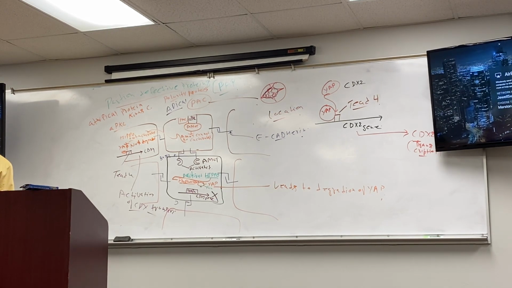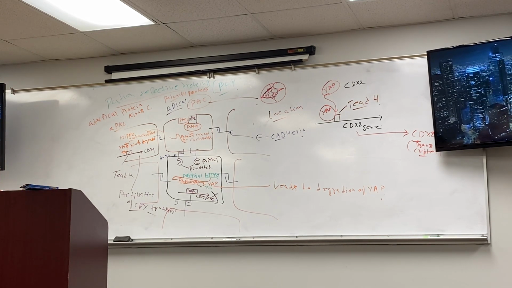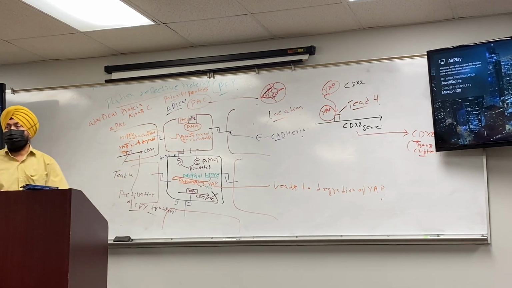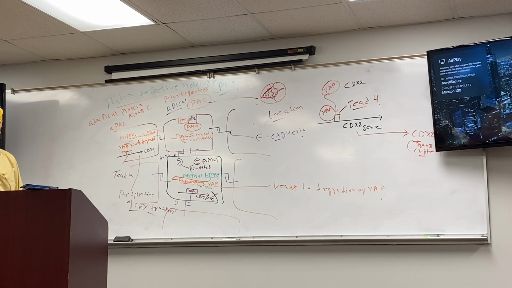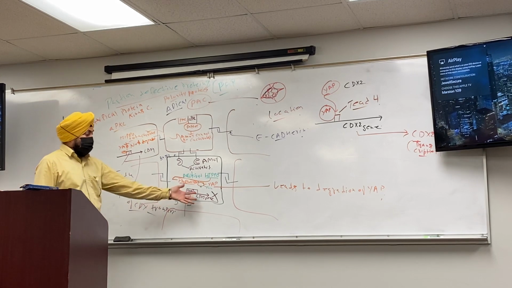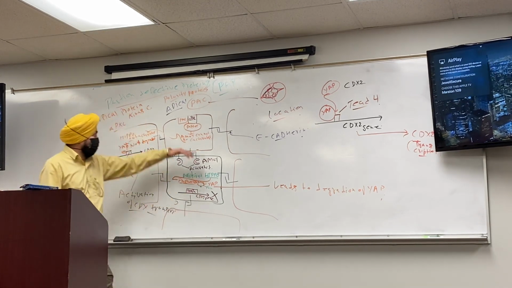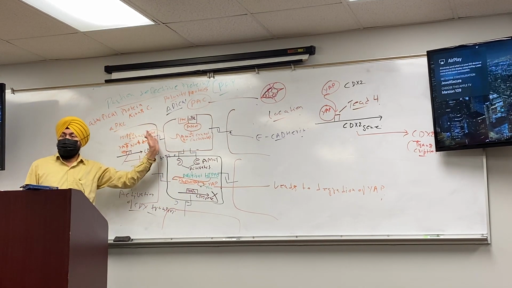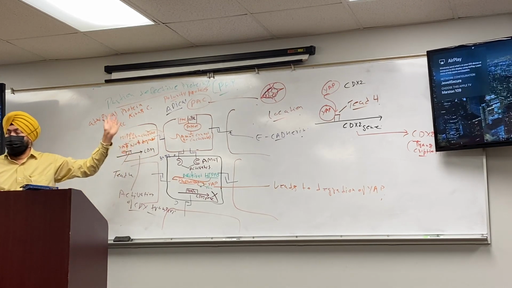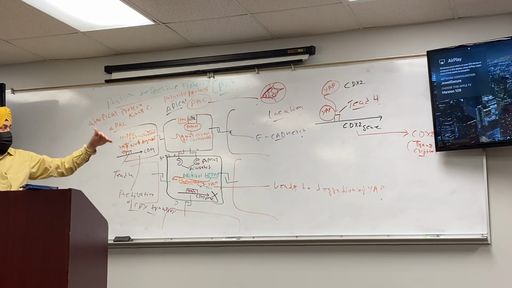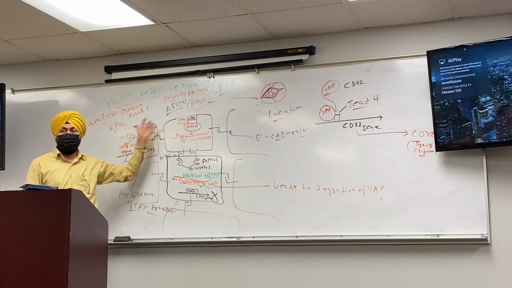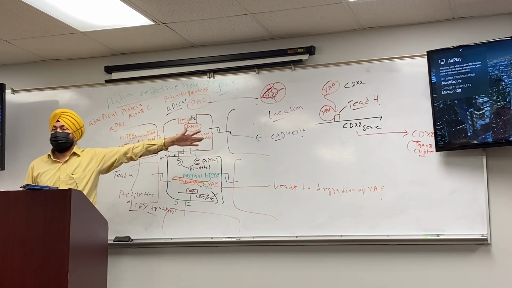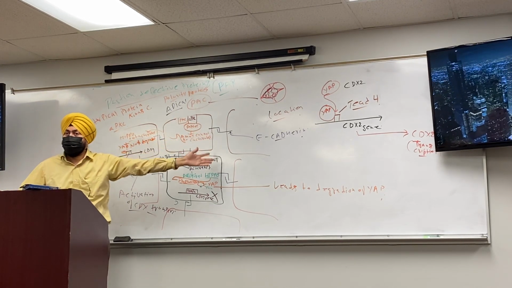If Hippo is not activated, YAP will not be phosphorylated. If YAP is not phosphorylated, YAP is going to go and bind to TEAD4 and act as a co-activator for the CDX2 gene, and CDX2 will then be expressed here. That is going to lead to expression of PXX, EOMES, and HAND1, and then these are going to change into the trophoblast cell. Making sense?